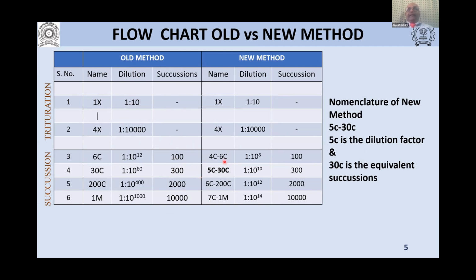In the new method, taking again the example of 5C30C, the extent of dilution used is exactly the same as 5C of the traditional sample method, which is 1:10⁻¹⁰, and the number of succussions used is similar to the 30C sample, which corresponds to 300 strokes. So each of these nomenclated samples has a very precise dilution level and a succussion level, and it is possible to do this sequence of dilutions in far fewer steps than it is done with the traditional method.